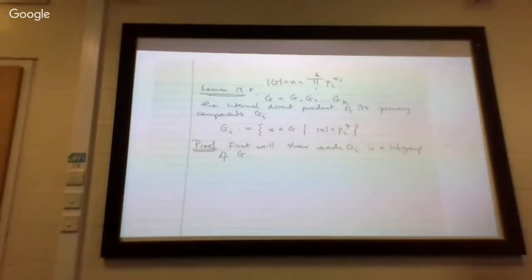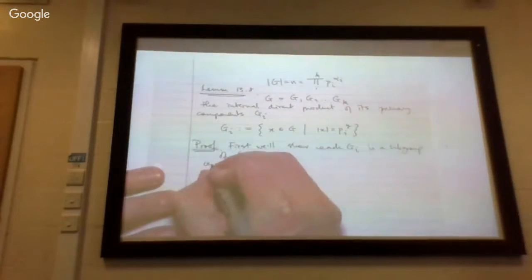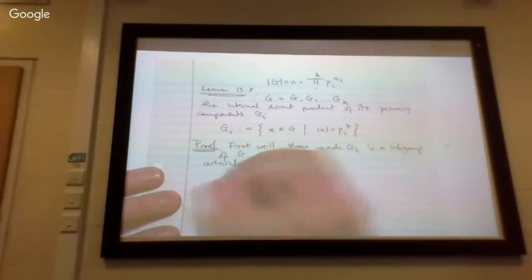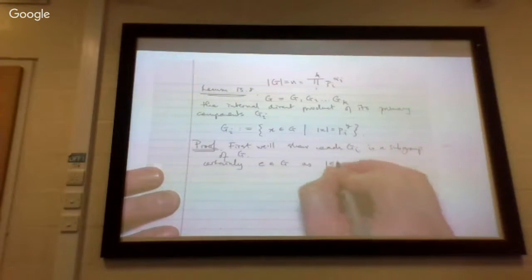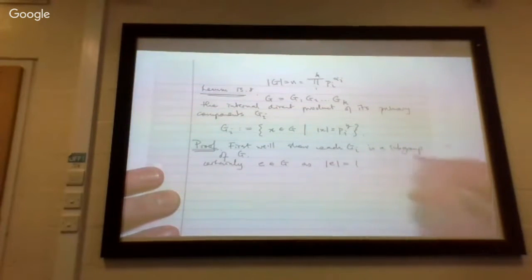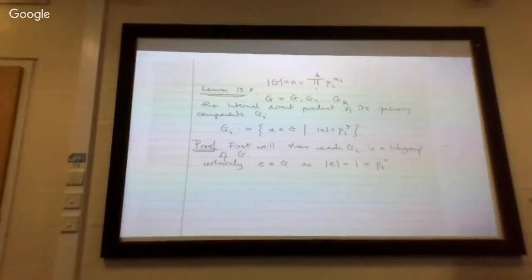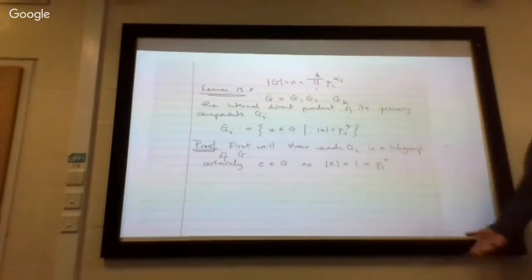So how do you prove a subset is a subgroup? First thing you want to do is confirm that the identity is in there. Certainly the identity is present in G. What's the order of the identity? The order of the identity, of course, is 1, since e to the 1 is equal to e. But 1 is a power of a prime: it's that prime raised to the power of 0. So the identity is certainly in each of the primary components.